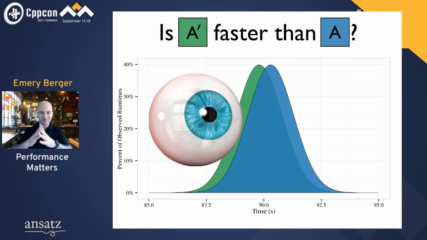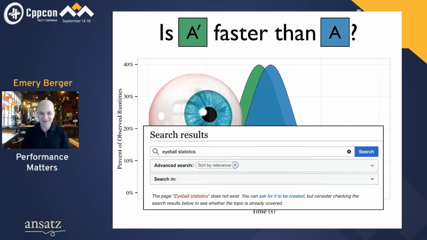I'm less happy, right? And then obviously if it swaps, then definitely a problem, all right? That's great. It's totally reasonable to do this. It's not very rigorous or scientific. It turns out that eyeball statistics is not actually a thing. If you go to Wikipedia, you could ask for it to be created. Please don't ask for it to be created. It is a terrible idea. This is not how we do statistics. This is not how you do analysis.